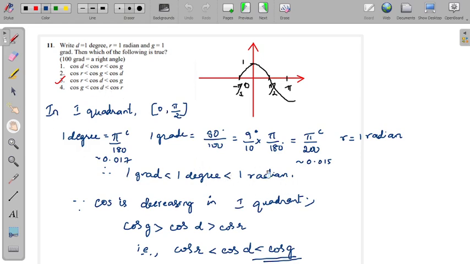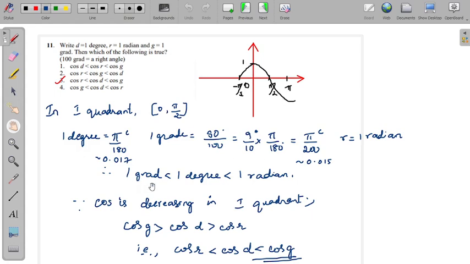But the thing is, all these values are within 90 degrees. 1 radian is also about 57 degrees. All these values, the 1 degree value, 1 grade value, and 1 radian value, in terms of degrees are all within 0 to 90. So 0 to 90 means it comes in the first quadrant. So in the first quadrant, cos is a decreasing function. Look at the graph of cos: cos 0 is 1, then the values decrease.